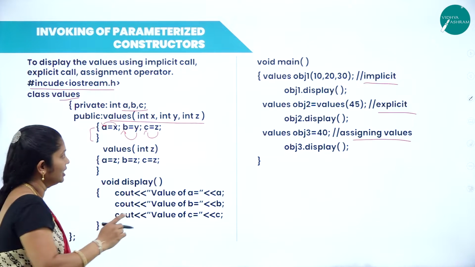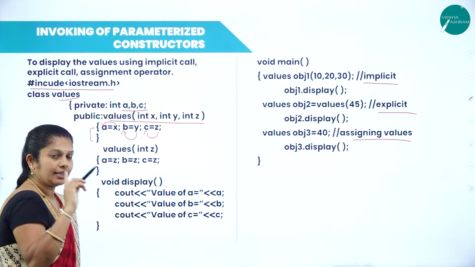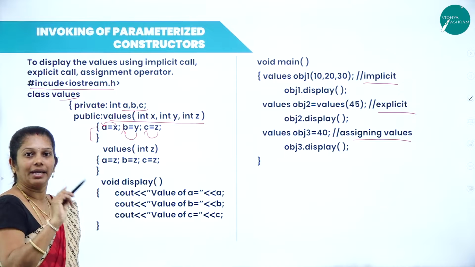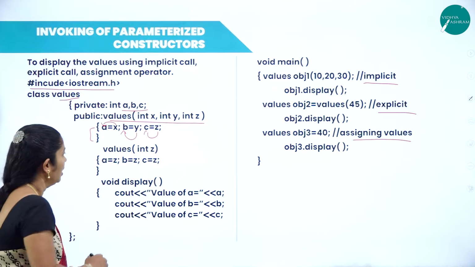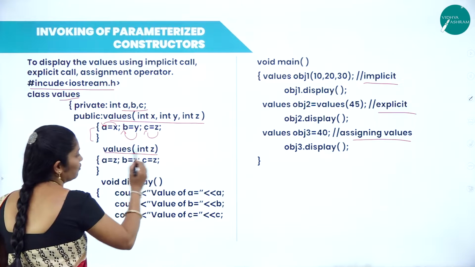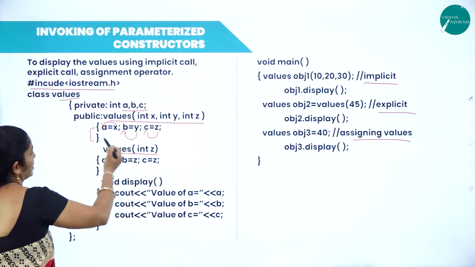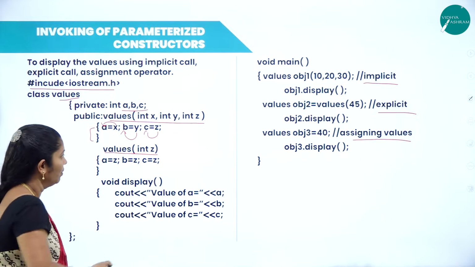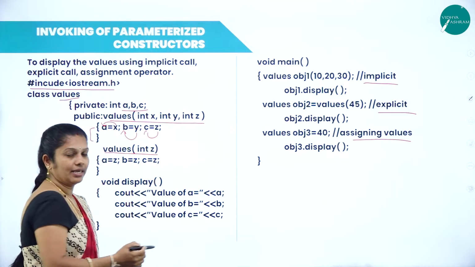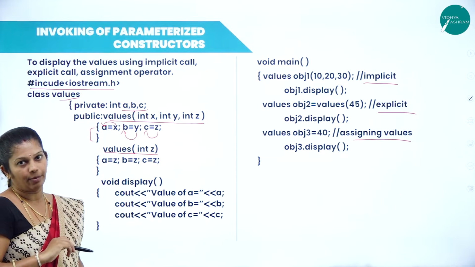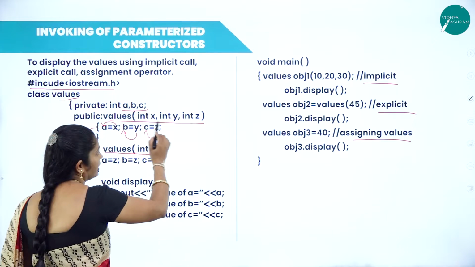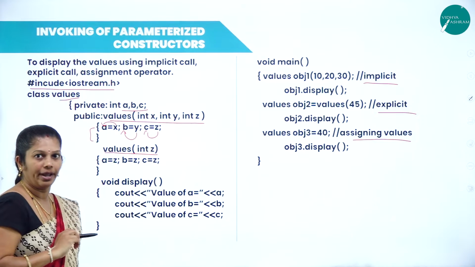It means that in this, the first function is values, that is especially a parameterized constructor function. And next, one more function we are taking, values only. This we have declared in public section. The class name as well as function name are same here. Here we have int z. That means only one argument I am having here. Here we have three arguments. Here we have only one argument.